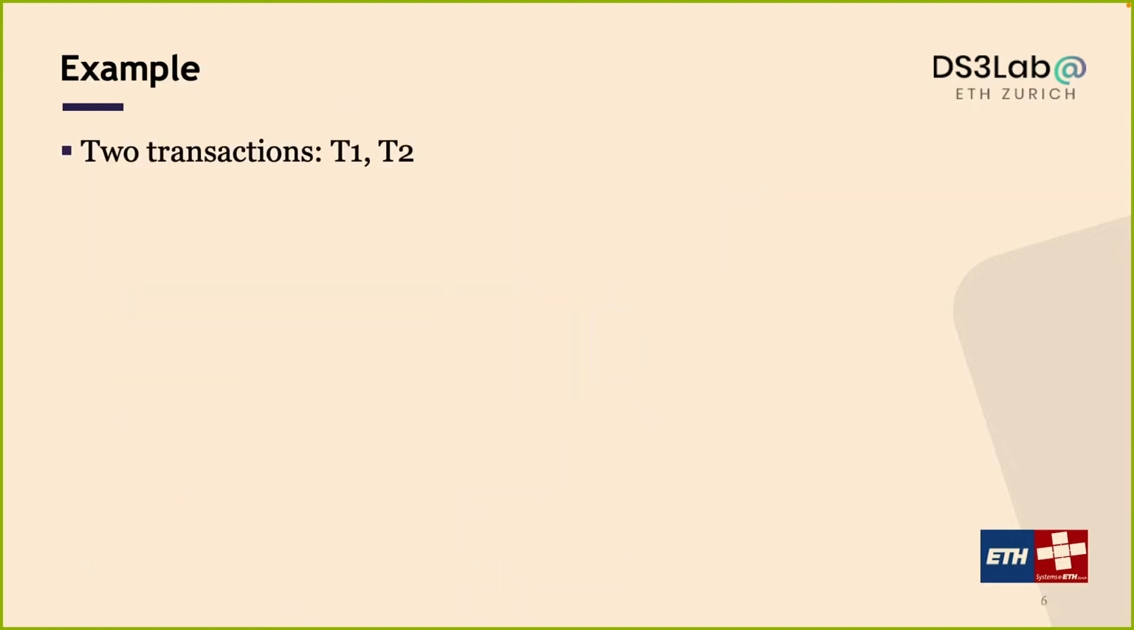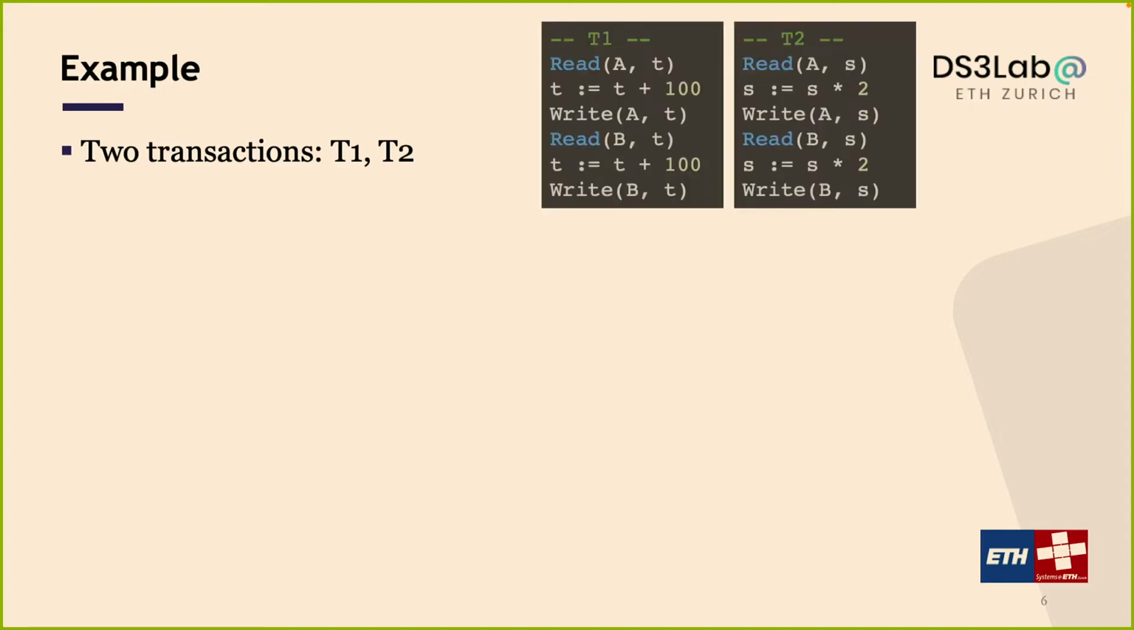Now let's look at one example. Let's say we have 2 transactions, T1 and T2. They look like this. T1 is very simple. I have one data object A. I read it and load that into a variable T, and I increase that by 100. That's the second instruction. And then I write it back. Then I read B, increase by 100, write it back. T2 is doing something very similar. It reads A, multiplies by 2, writes it back, reads B, multiplies by 2, writes it back. It's as simple as this.